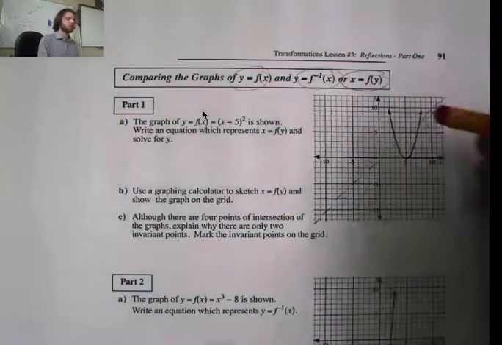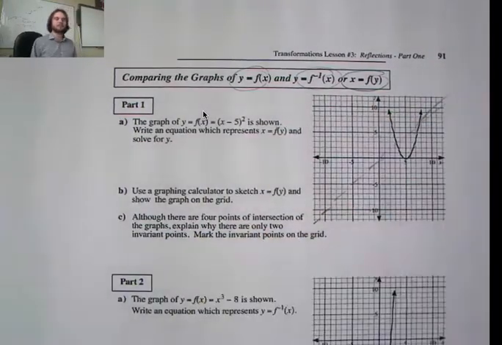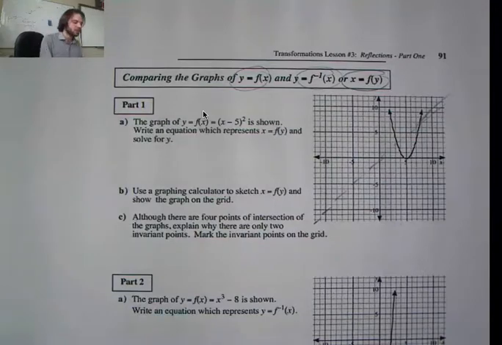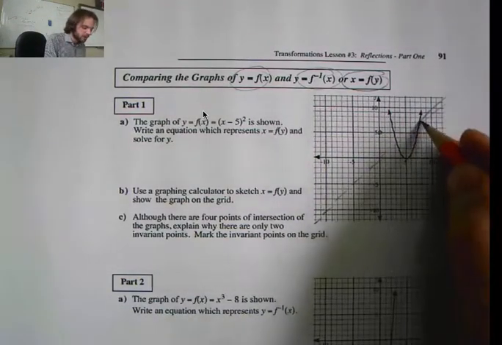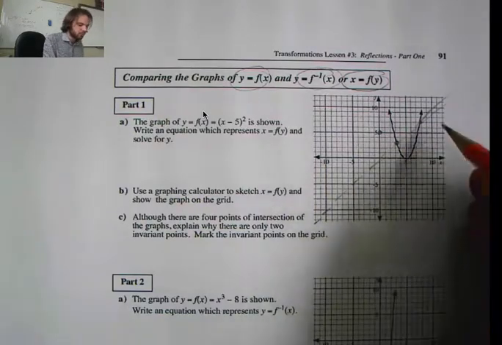So it's a reflection on the line y equals x. So basically, my x and y values change. We learned that last one. So this point will go there. This is an invariant point. This here's an invariant point.